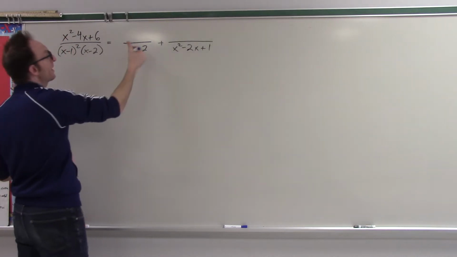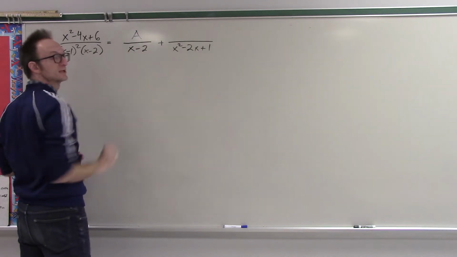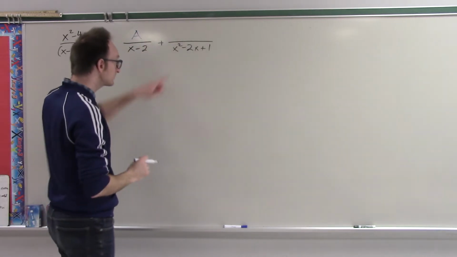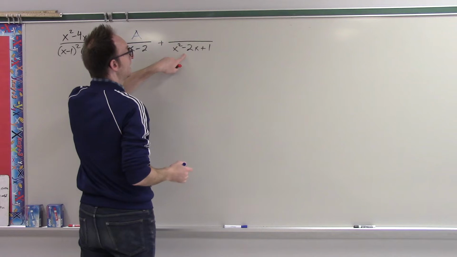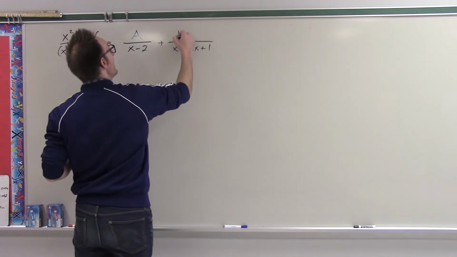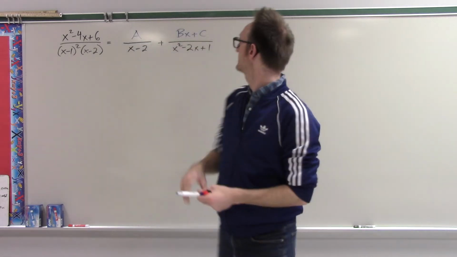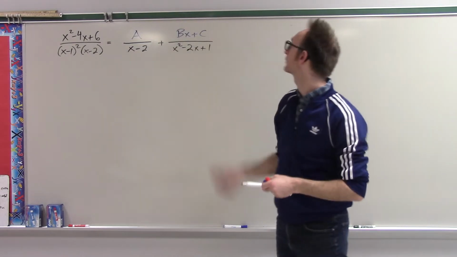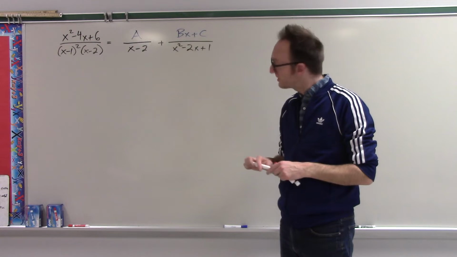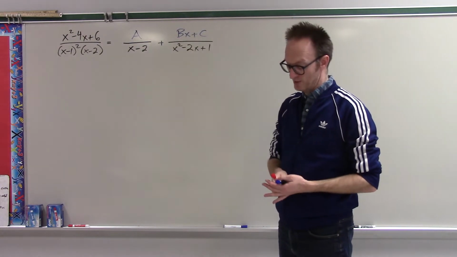This is a degree 1 polynomial, so this numerator must be degree 0. Or in other words, it must be a number. And over here, we have to allow for the fact that this could be a linear function. All we can say for sure is that the degree of this numerator will be less than the degree of the denominator. Okay, so with this kind of setup, we can now just do the problem.